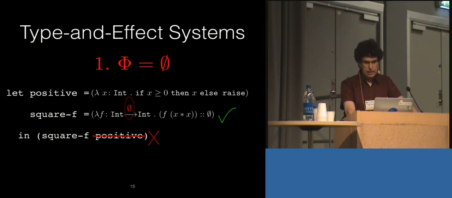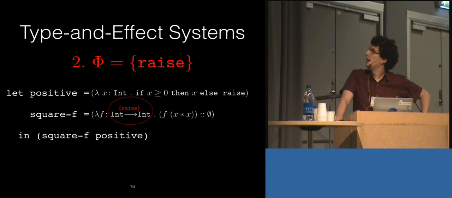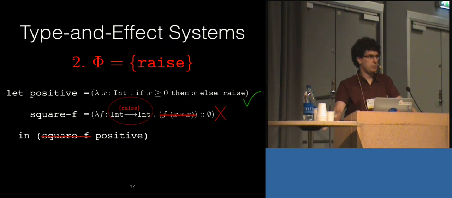The other option would be to declare that f can raise an exception. In this case, positive can be a valid argument, but the ascription does not work. We believe that we want to be able to write programs like this, and for this reason we're proposing gradual effects.